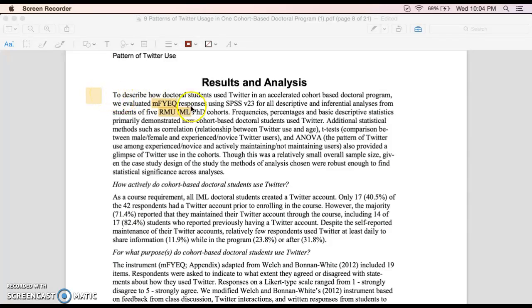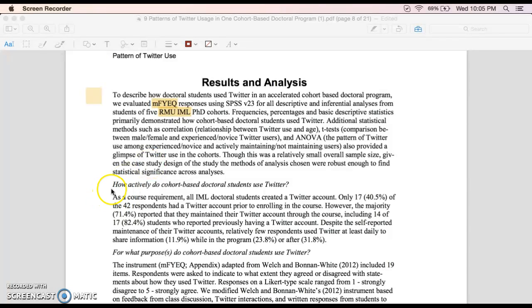Note that the author explained that they used a survey. Responses were put into SPSS version 23, and that's where they got all of their descriptive and inferential analysis. They ran some frequencies, percentages, basic descriptive statistics, primarily just demonstrating how the cohort-based doctoral students used Twitter. They ran some additional statistical methods such as correlation, some t-tests, as well as ANOVA. So let's take a look here.